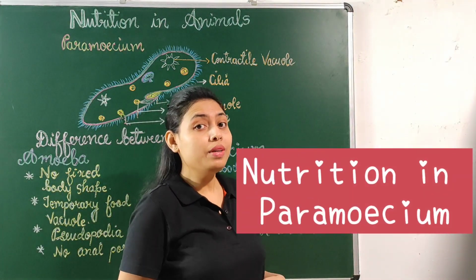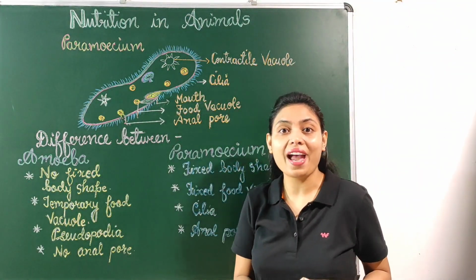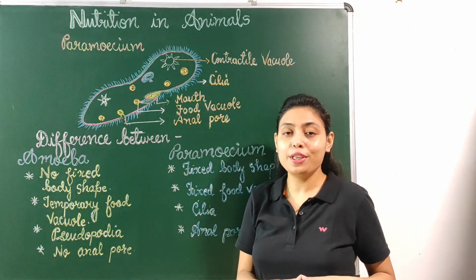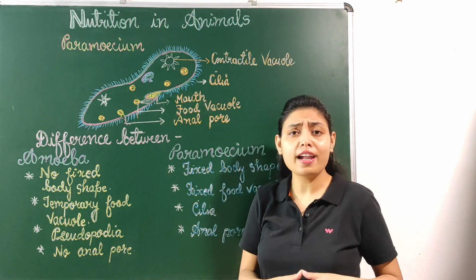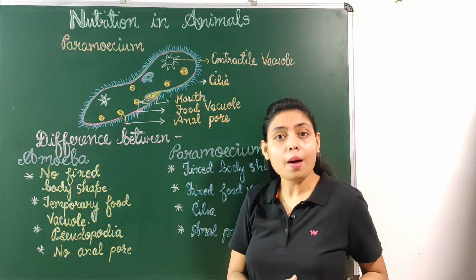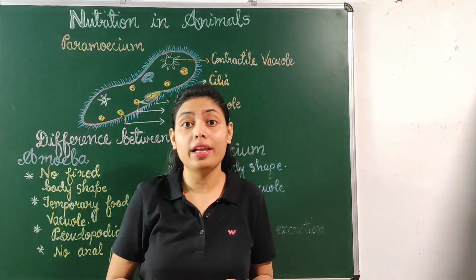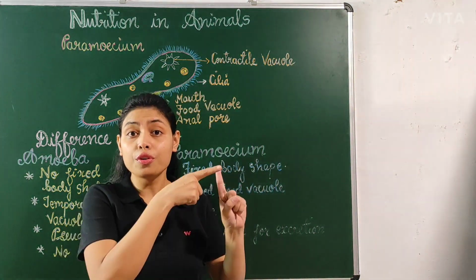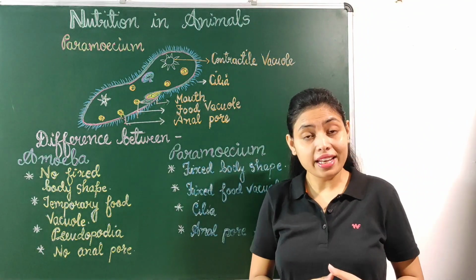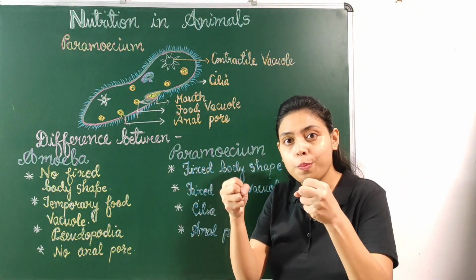Paramecium. Paramecium is a unicellular animal and lives in water. The body of paramecium is covered by tiny hair-like structures called cilia. Cilia plays two important roles in paramecium. First, it helps in the movement of the body. Second, it helps to capture its prey.